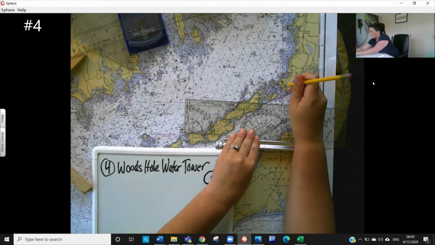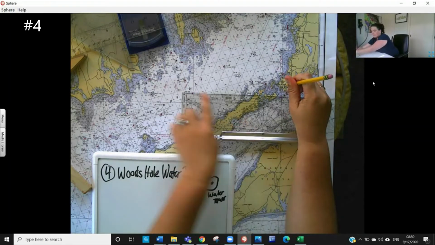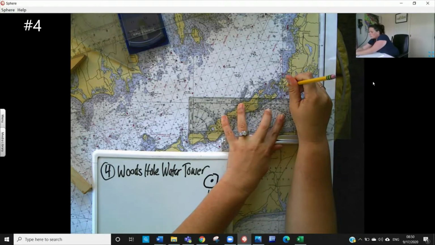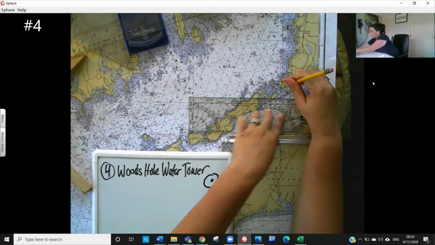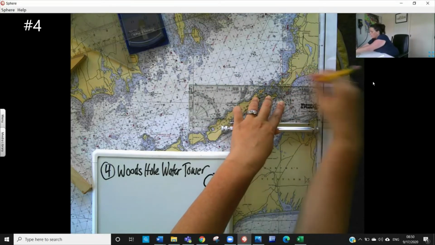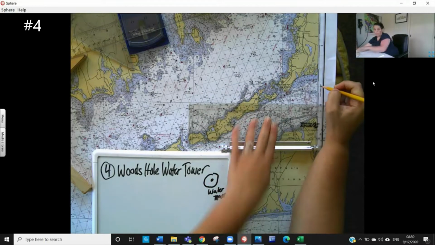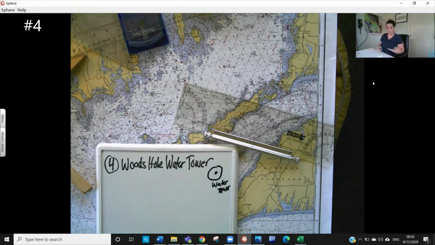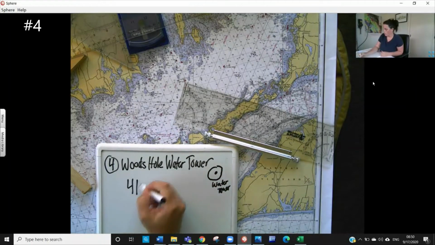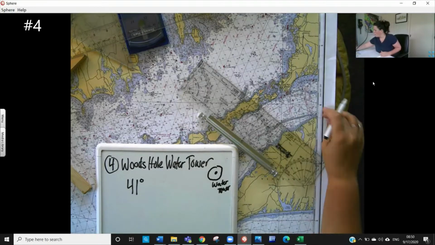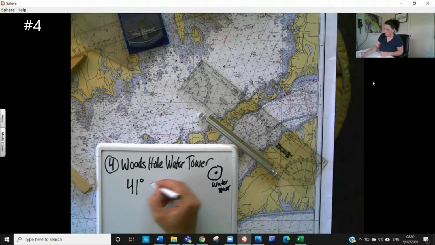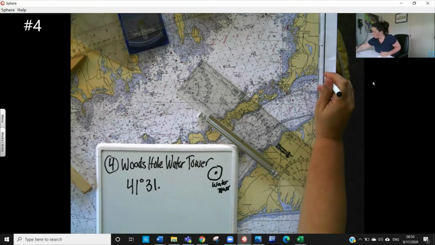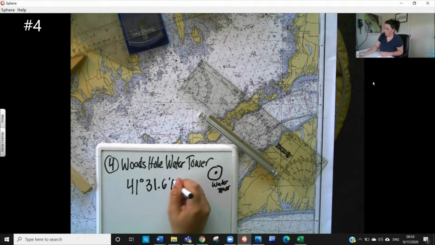So I'm going to put my pencil on. I'm going to line up this line on the latitude line. Get it nice and lined up there. Okay. Parallel it up. And then I could draw over and read what my latitude is. So this is 30. So we are at 41 degrees 30. This is 31. So 31 point, here's 5. 1 above that would be 0.6 minutes north.